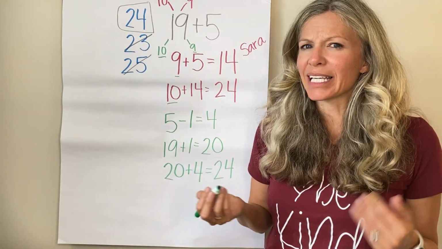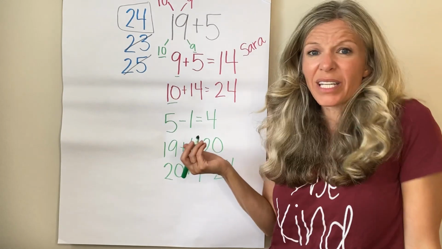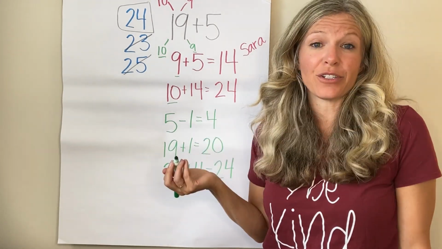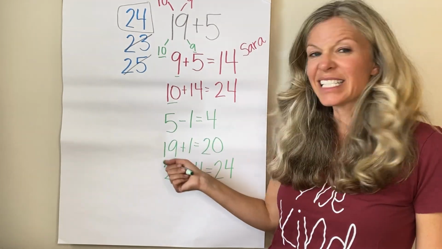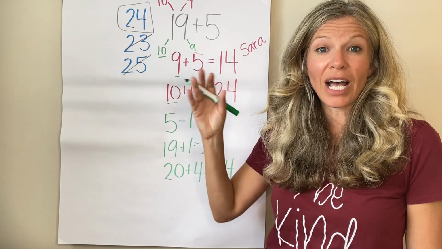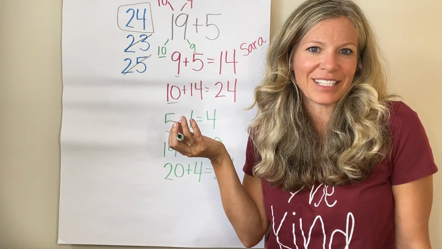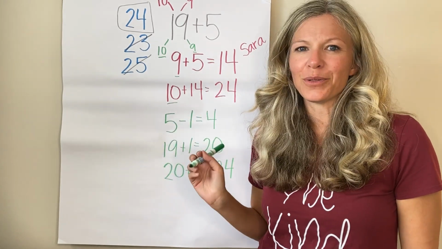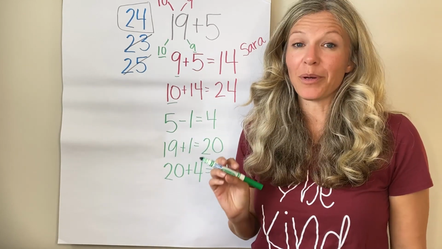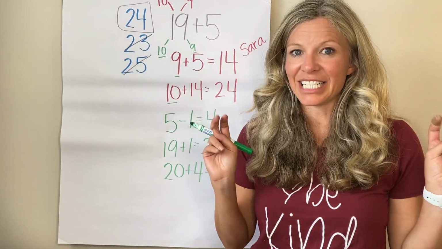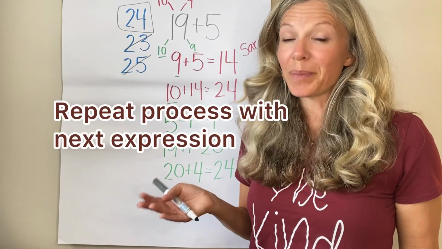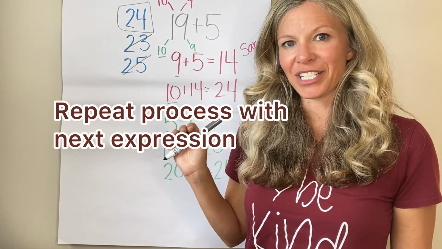And I'm hoping that kids are going to say, oh, because 20 is a friendly number, or 20 is an easier number to work with than 19. Use these numbers that are close to a friendly number to help us to add mentally in our heads. This is a really cool way to guide students to a strategy, but without having to explicitly teach them the strategy. So now you would just repeat this process with the next expression in your number string.